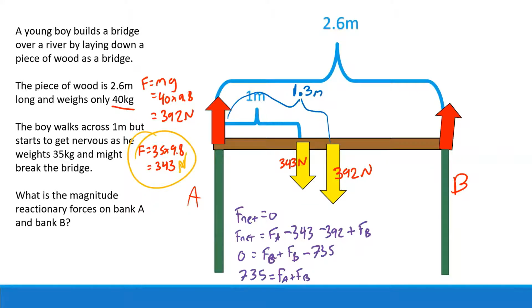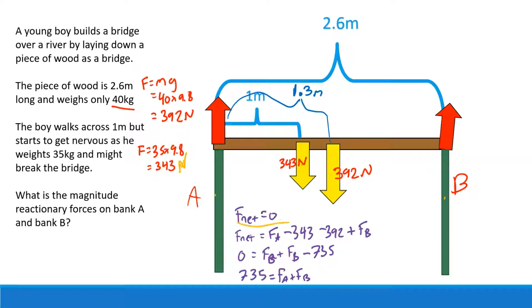And so what we wanted to know is what the forces of A and B are. What are the reactionary forces? If you think about a reactionary force, remember Newton's third law: every force has an equal and opposite reaction. The bridge is going to push down on the banks, A and B, and A and B are going to push up. And what we did is we said, therefore, the net force is 0.